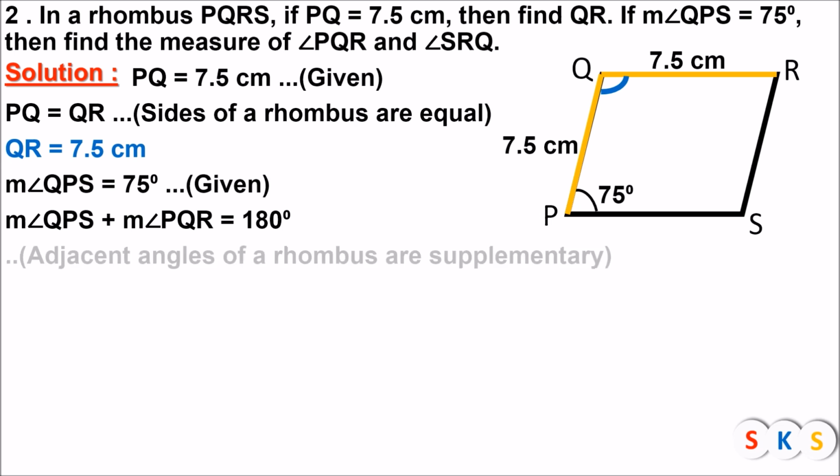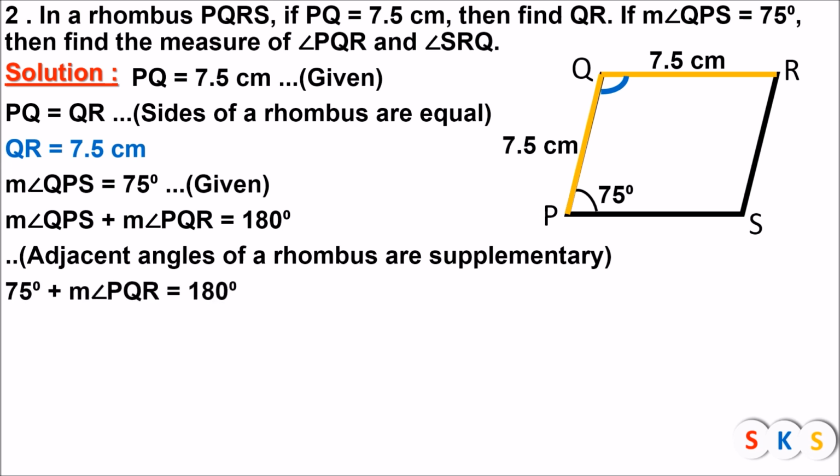So your equation would be 75 plus measure of angle PQR equals 180 degrees. Now we will shift 75 degrees to the other side of the equal sign. So we get measure of angle PQR equals 180 degrees minus 75 degrees. Therefore, measure of angle PQR equals 105 degrees. So we got the first angle, PQR. Now we have to find angle SRQ.